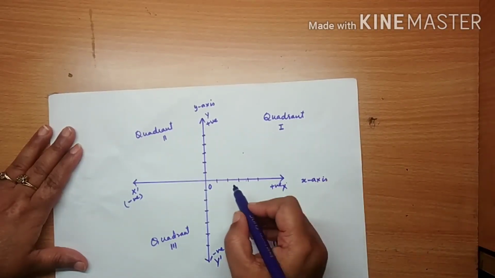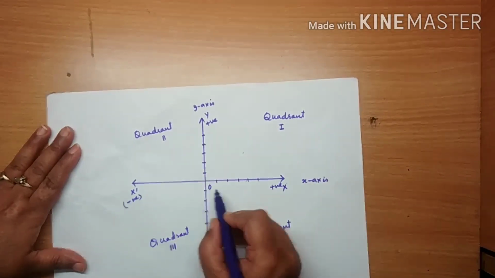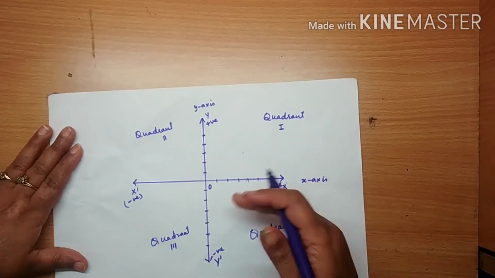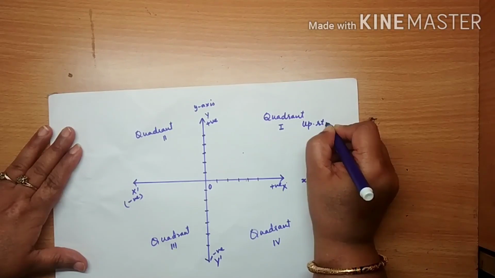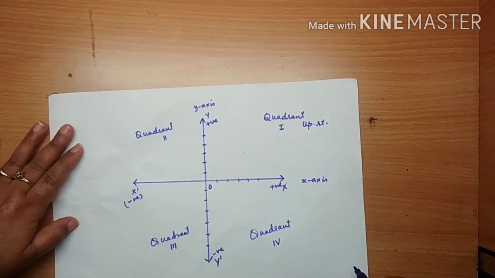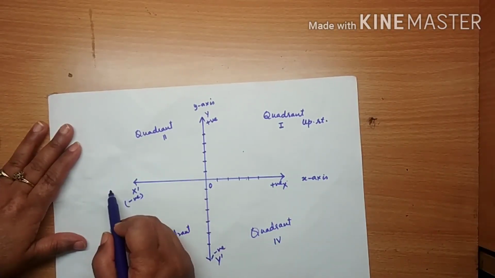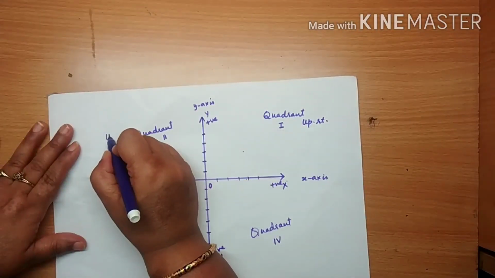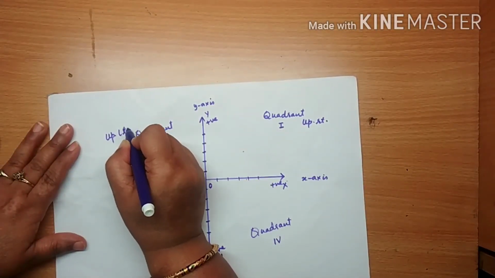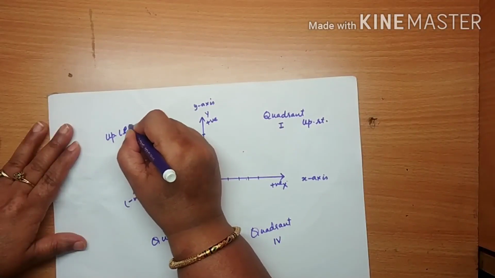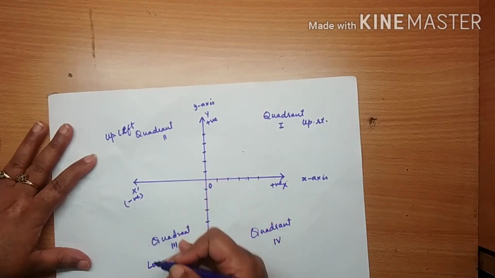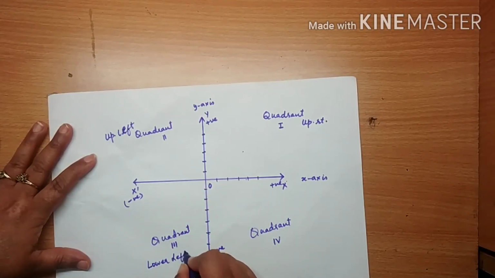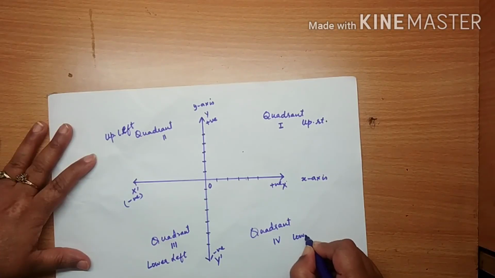See, in quadrant 1, where does it lie? It lies on the upper right. So I can keep in my mind that this is the upper right quadrant, quadrant 1. Quadrant 2, left hand side and upper, so I can call this upper left. And quadrant 3 is lower and in the left hand side. So this is lower left and this is my lower right.